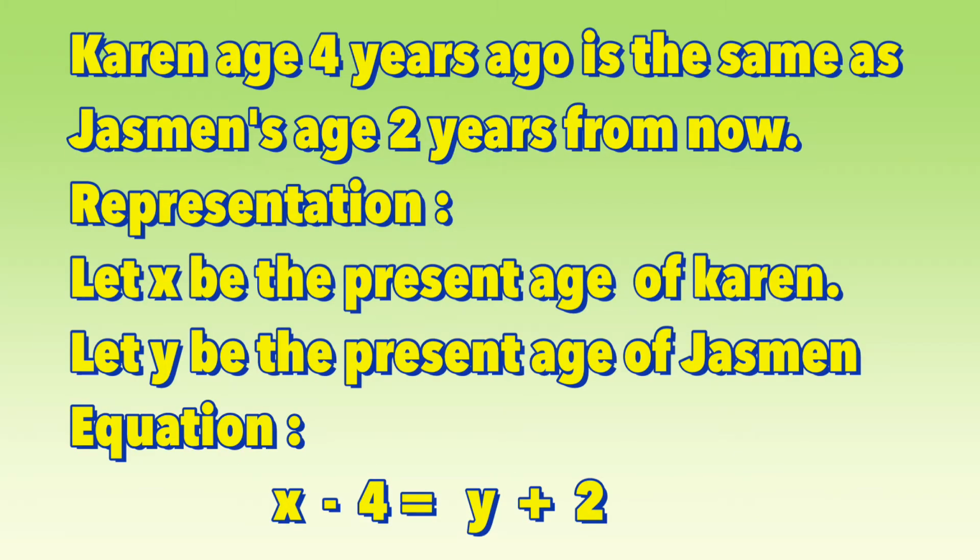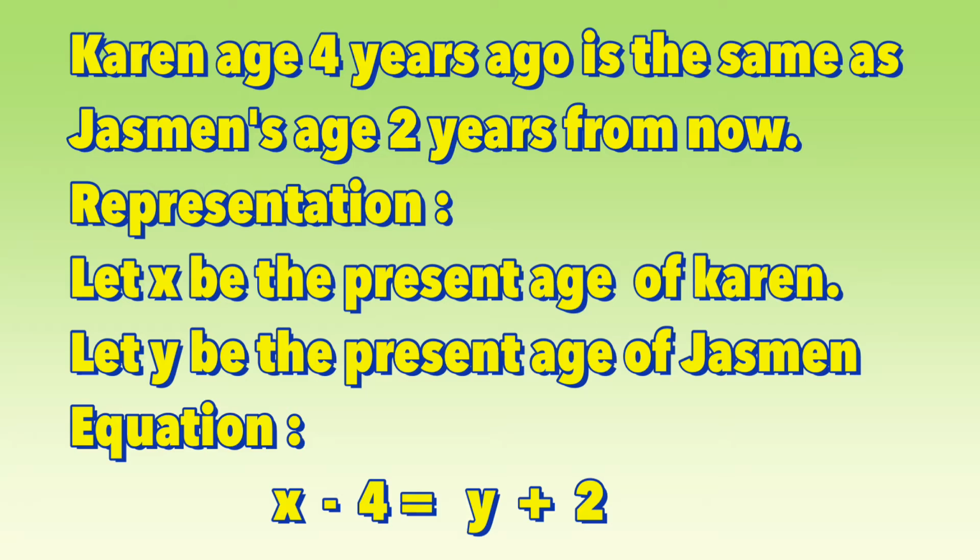Okay, number 3 problem. Karen's age 4 years ago is the same as Jasmen's age 2 years from now. In this problem, we have to determine that when we say ago, it means minus, and if this is future, we're going to add. And then we will make a representation. We're going to assign the values of x and y. So let x be the present age of Karen and y be the present age of Jasmen.